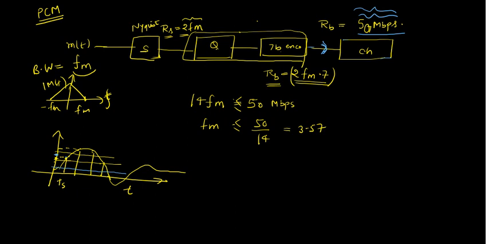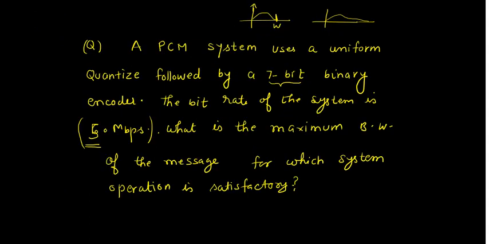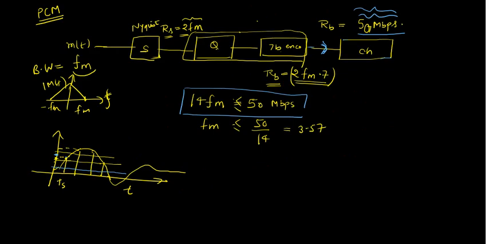So this 14 FM should be less than or equal to 50 Mbps, right? Then only our system's performance would be satisfactory. So FM should be 50 by 14, and if you evaluate, it will come out that the maximum bandwidth of your message signal is 3.57 megahertz.